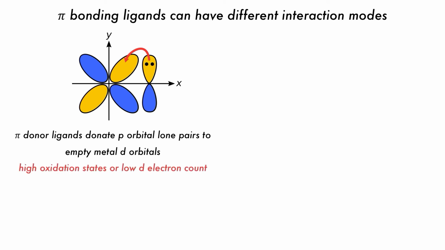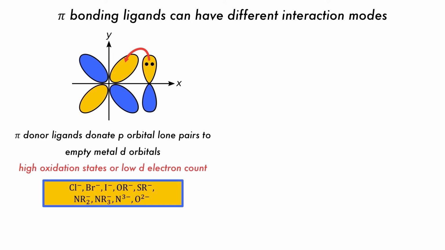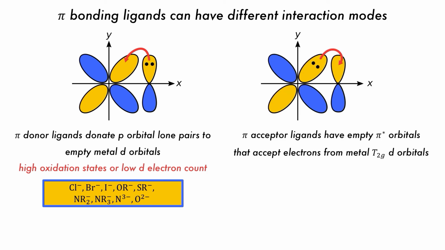Pi donor bonding is more effective for metals with few d electrons. Some examples include the halides and many others including alkoxides, generally including heteroatoms and negative charges with extra lone pairs. Another class of pi bonding ligands are the pi acceptor ligands. These accept electrons from a filled d orbital of the metal and so must have an empty pi star orbital as the LUMO localized on the ligand.